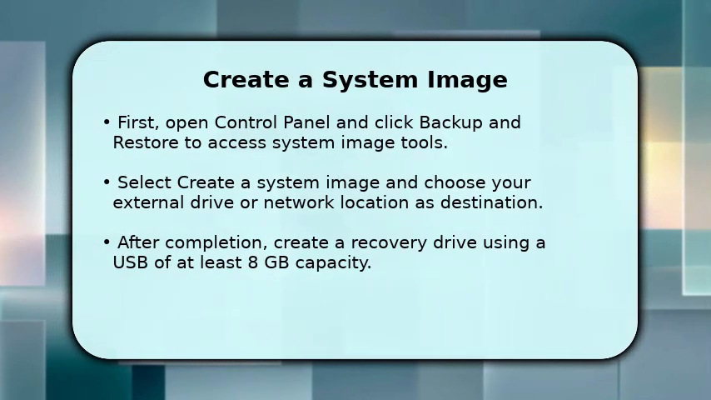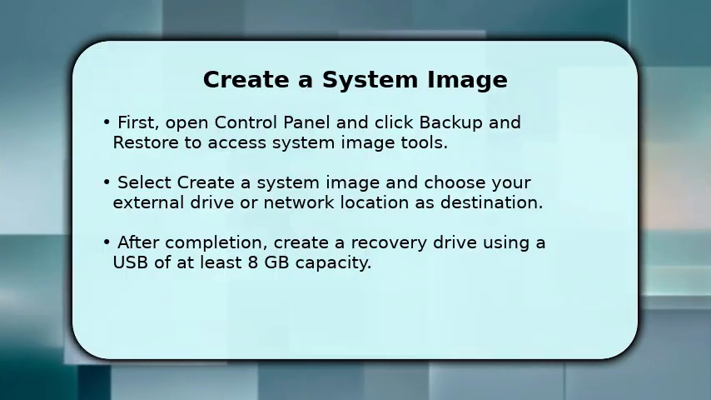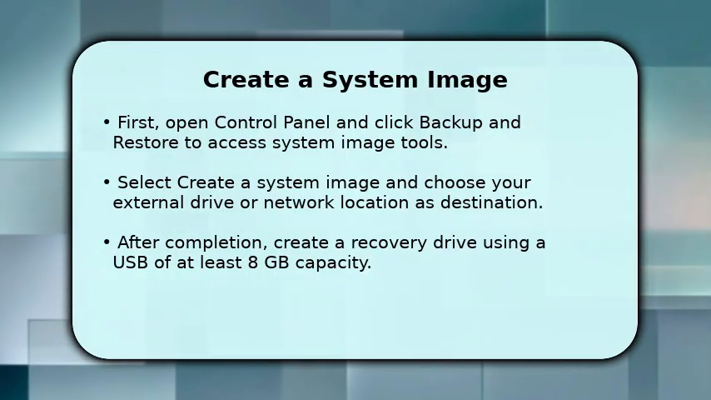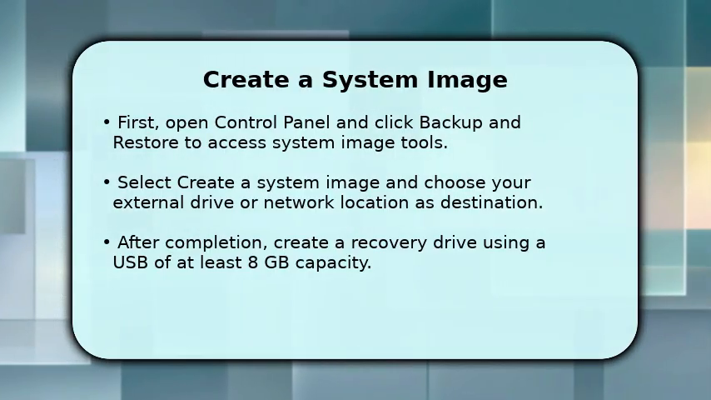First, open Control Panel and click Backup and Restore to access System Image tools. Select Create a System Image and choose your external drive or network location as destination. Include the system drive plus any data drives you need, then start the imaging process.